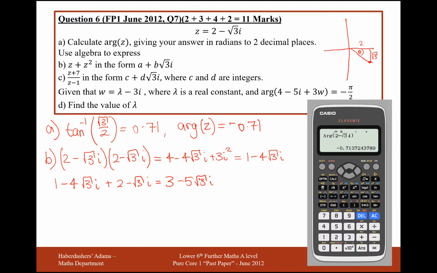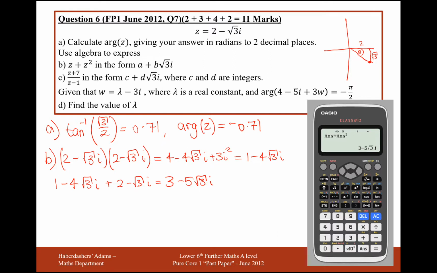Let's just check that on the calculator. So the way that I would do this on your calculator is to first of all type out your complex number and just press the equals button. And then if you want z plus z squared, using your answer button, create that summation. So answer plus answer squared, and the answer that it's using was your complex number you've just plugged in. And then we get our answer just to check it, 3 minus 5 root 3i. Perfect. The next one we're looking to do here is z plus 7 over z.